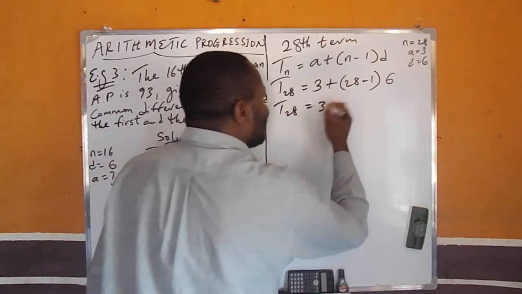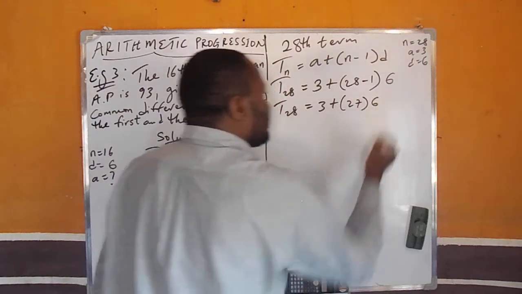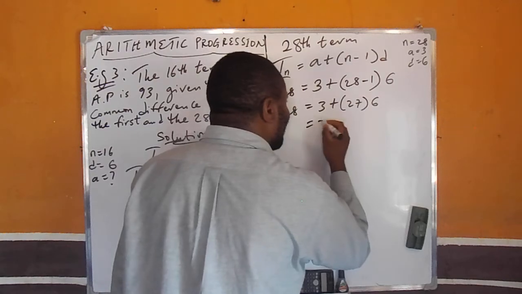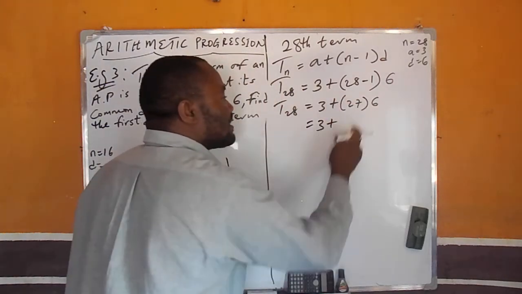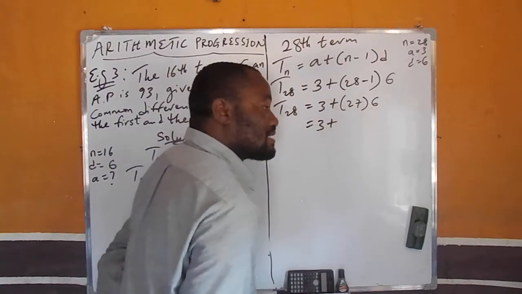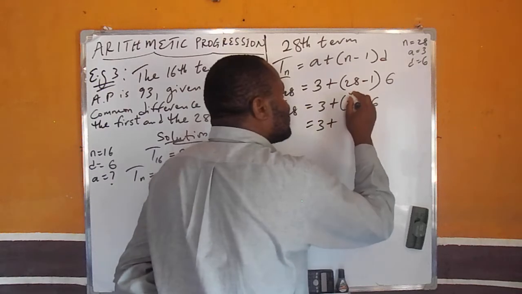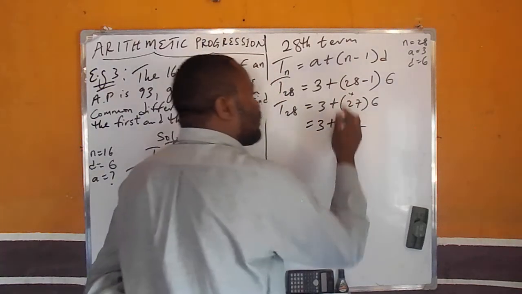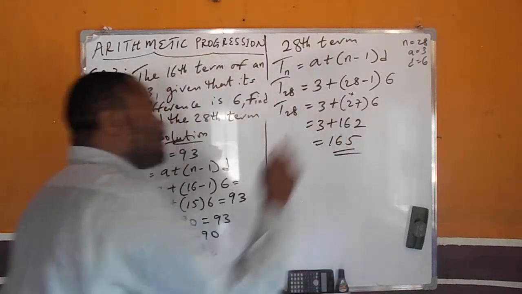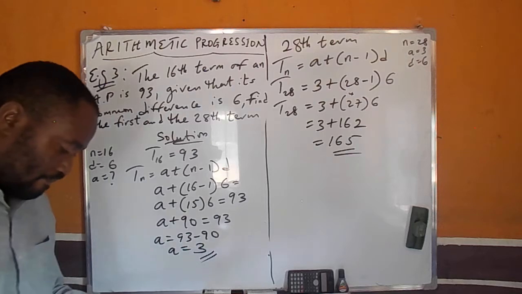T28 equals 3 plus (28 minus 1), 27 in bracket. Then we have 6 outside the bracket, which equals 3 plus 27 times 6. 6 times 7 is 42, write down 2, carry 4. 6 times 2 is 12, plus 4 is 16, which equals 162. 3 plus 162 will give us 165.